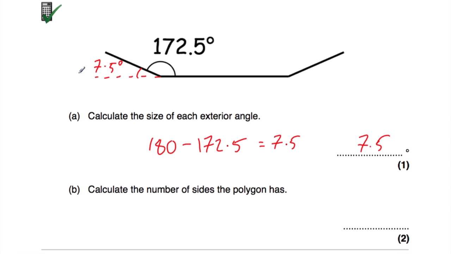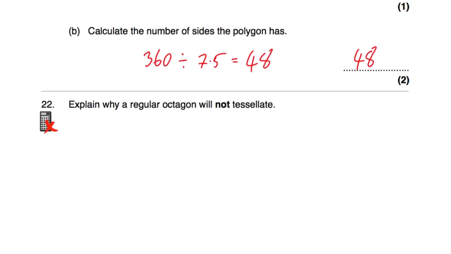So obviously, all the exterior angles will always add together to be 360 degrees. So if we do 360 divided by 7.5 on our calculator, that'll tell us how many sides the polygon has. So 360 divided by 7.5 is equal to 48. So it's a regular 48-sided polygon. And that's it.